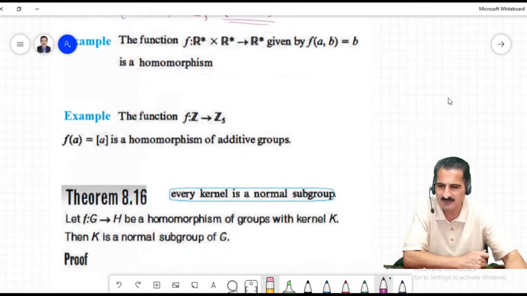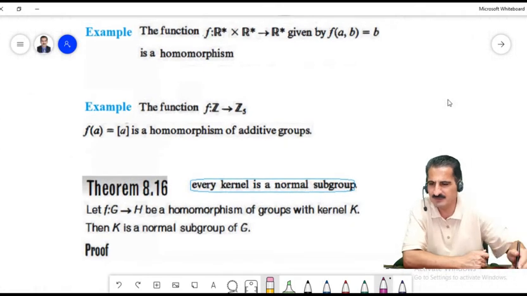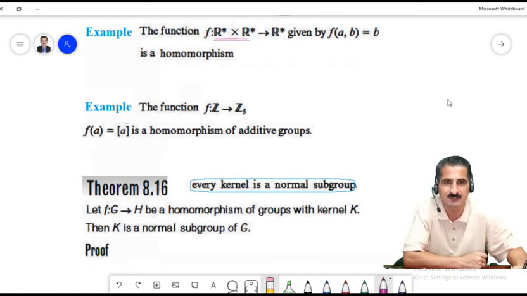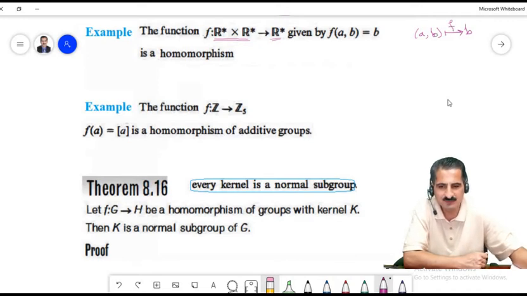Okay, let's go here. Now the map is from the group R star cross R star, so the domain consists of ordered pairs. Zero is not allowed there because we are crossing non-zero real numbers with itself. And the codomain here is R star. So it takes an ordered pair. What does f do for an ordered pair? It will just send it to the second component. So this is a projection. It is trivial, but I will leave it to you to prove this map is indeed a homomorphism.